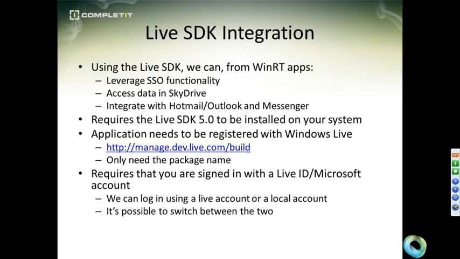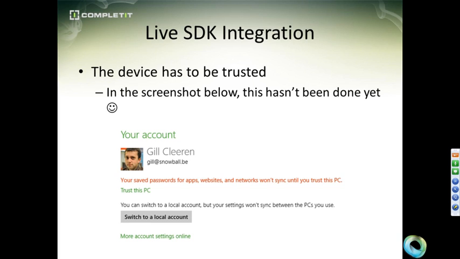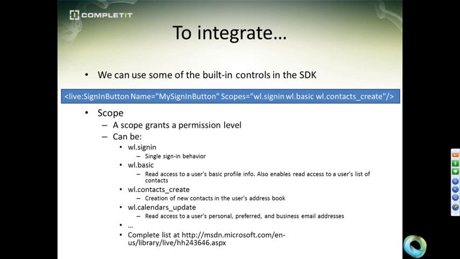Then what you can do is work with the content of Hotmail, which is now Outlook, Messenger, SkyDrive, all those things you can authenticate with, or you are already authenticated with, and you can leverage that inside of your applications. One thing that you have to remember is that the device has to be trusted. That's something new when you log into Windows with a Live ID. The device has to be trusted first before you can start doing anything. And that's what you see here. This device was not trusted yet at the time I made that screenshot. So it's not possible to actually get this thing to work then. How can we do the integration? Well, you can allow the user to sign in from your application.